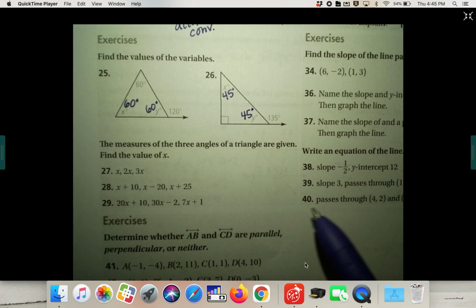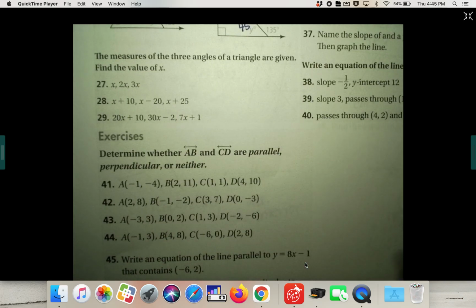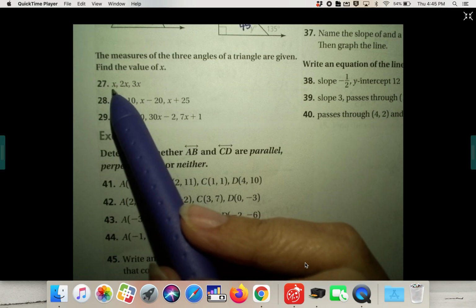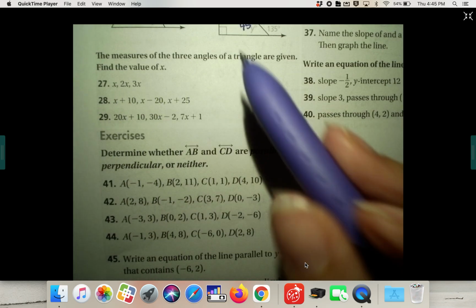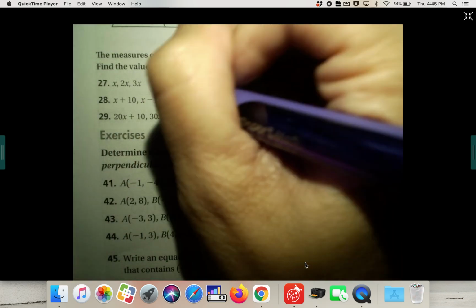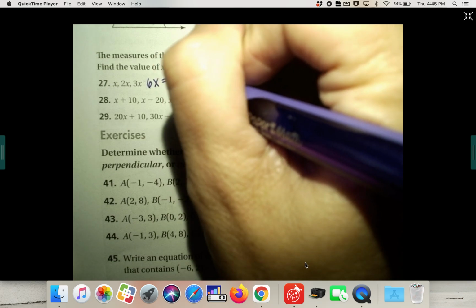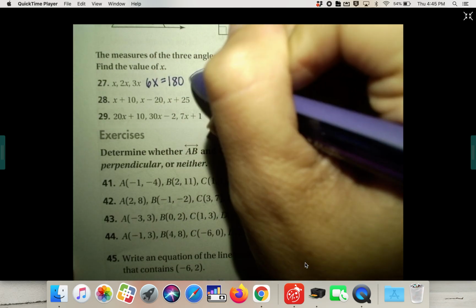Okay, for 27, 3 angles of a triangle are given. Find the value of x. Obviously, all you do is add them up and set them equal to 180, because triangles always add up to 180. So if you added all those up, it would have been 6x. They equal 180. When you do that math, x would be equal to 30.